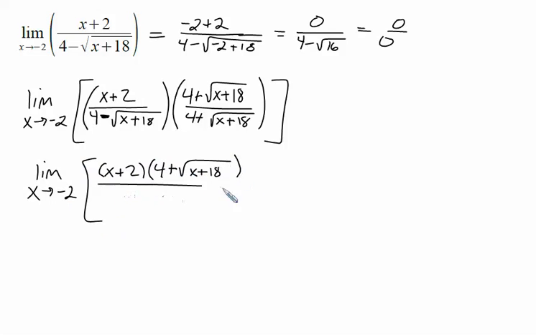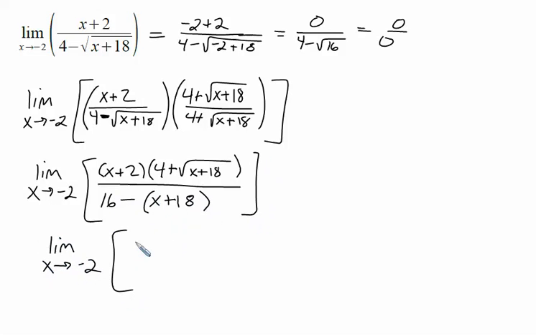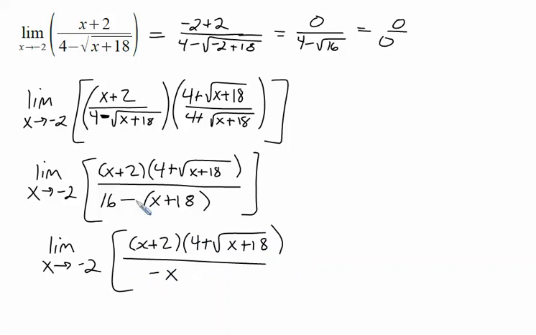But then in the denominator, this is a difference of squares really going on, so it'll turn out to be 16 minus x plus 18. Now we have to do a little bit of cleaning up in the denominator. So this will be the limit as x approaches negative 2. Leave the numerator alone. And in the denominator, distribute your negative sign. We're going to have a negative x, and then 16 minus 18 will be a negative 2.